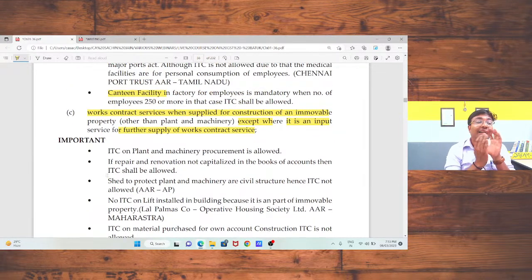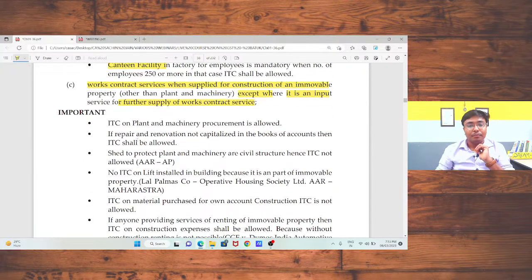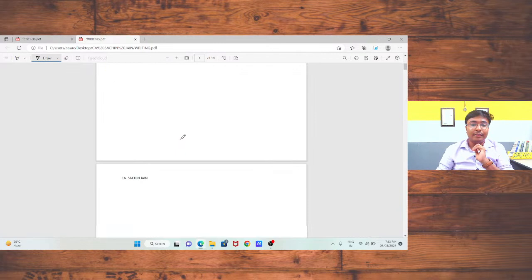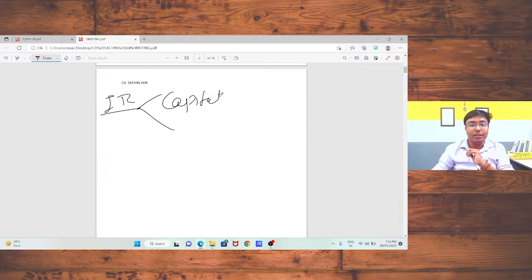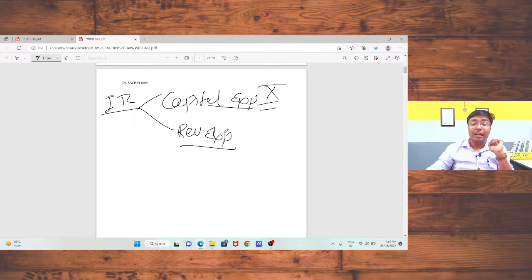So, ITC on plant and machinery is allowed. But if repair and renovation is not capitalized in the books of accounts, then ITC shall be allowed. That means, sir, ITC has two natures: one is capital expenditure and one is revenue expenditure. If there is capital expenditure, in that case input is not allowed. But if there is a revenue expenditure, input is allowed.